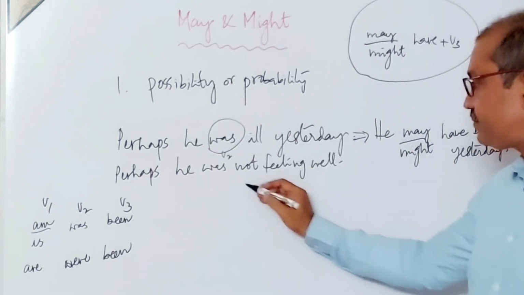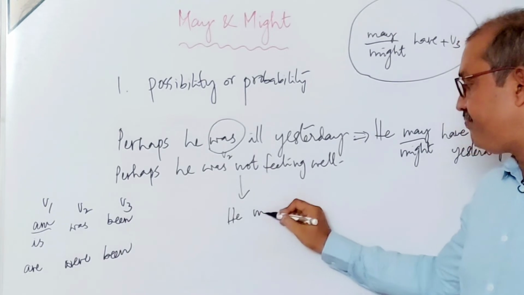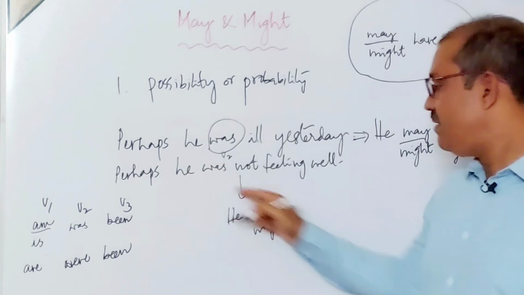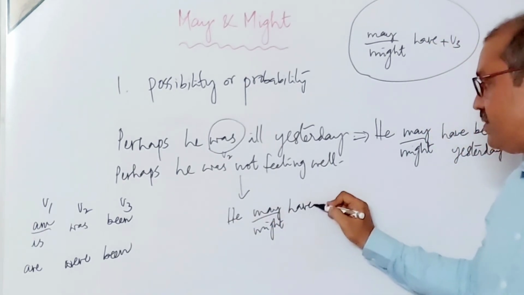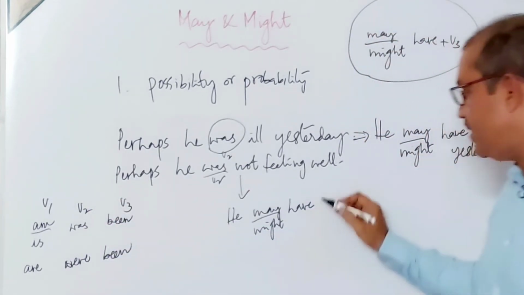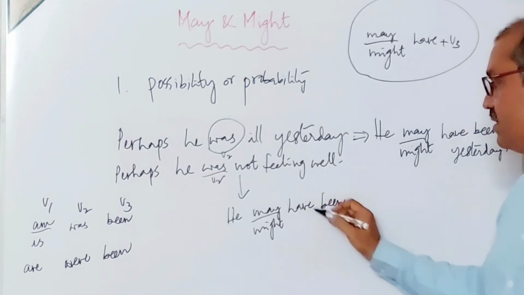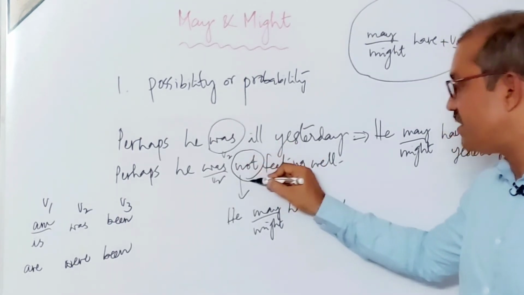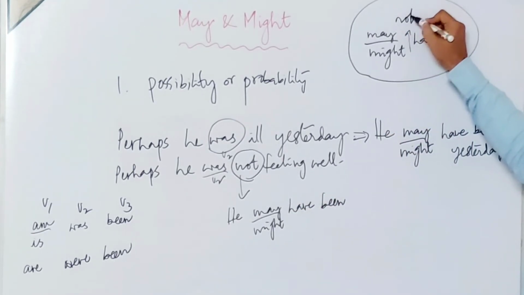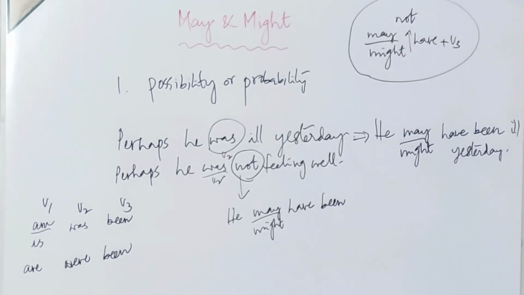The same way for this statement, he may or might. He might have. Again here we have was. For was, V3 is been. He may have been. But here we have negative statement. So for negative statement we have to use not. Here may not have been or might not have been. Right?